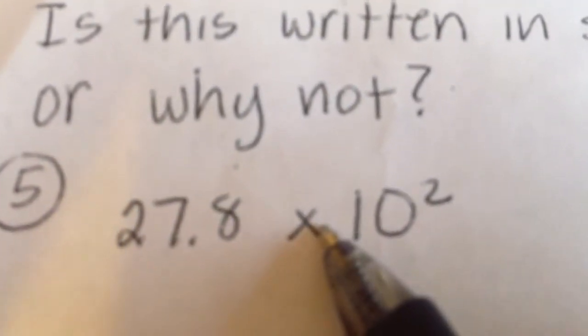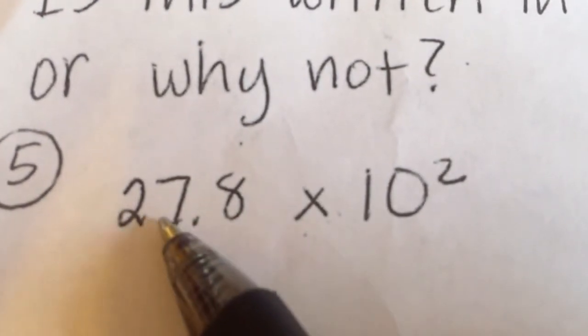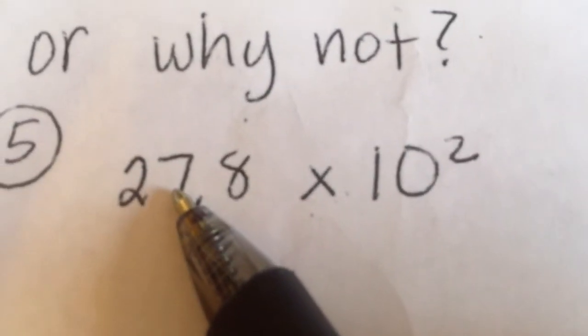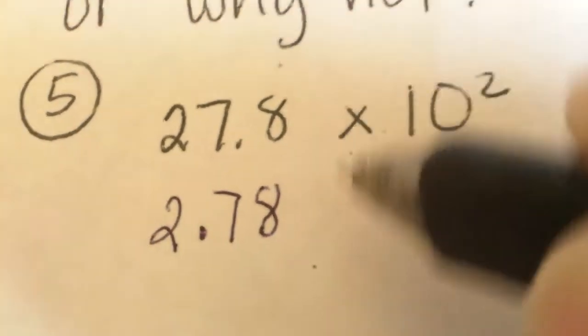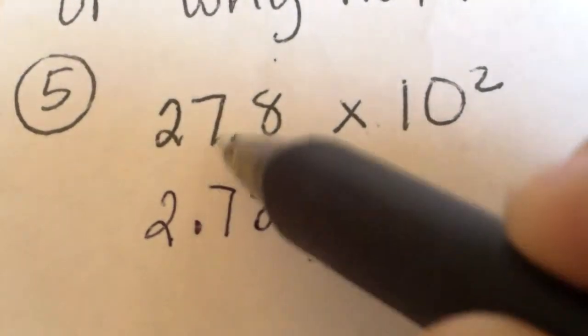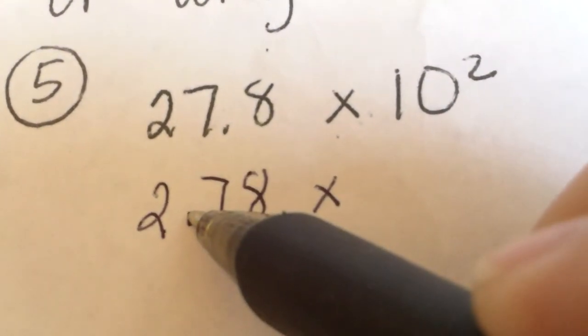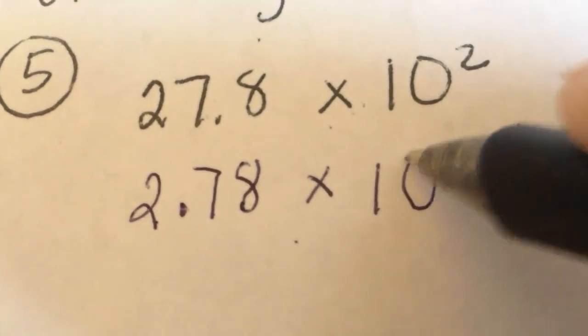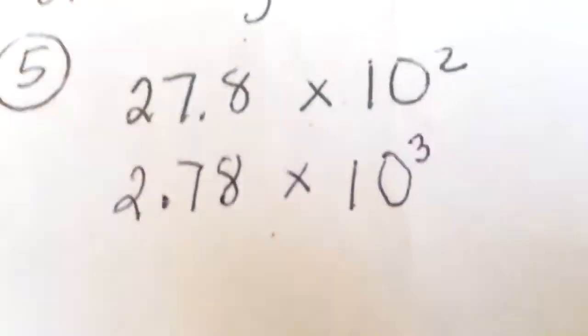Is this written in scientific notation? Why or why not? Well, it looks like it, but this number is not greater, well, it is greater than 1, but is it less than 10? No, it is not. So what I would have to do is move my decimal back here 1 space so that 2.78 is more than 1 and less than 10. But then I would have to compensate by saying, since this number became 10 times smaller, I'm going to have to make this 10 times bigger. So this would be 10 to the 3rd power.